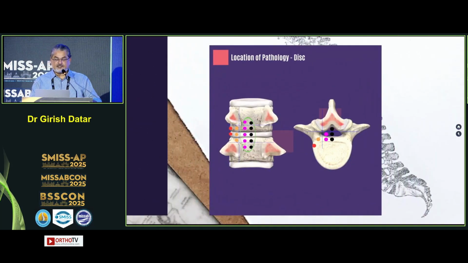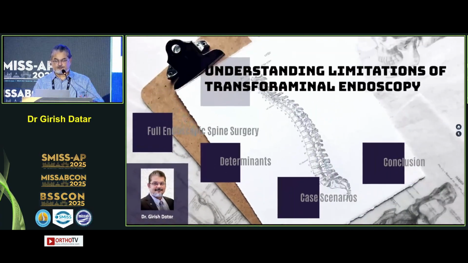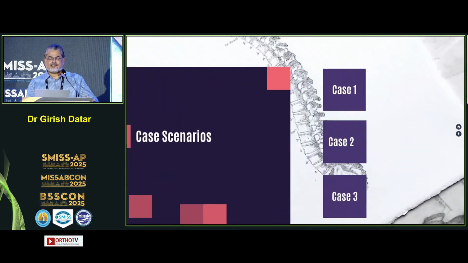Location of the pathology: these are the pathologies which are within the canal and accessible to interlaminar or translaminar surgeries, whereas these are the pathologies which are easily accessible by transforaminal surgeries. If you look into the axial section, these are the pathologies accessible to interlaminar, whereas these are accessible to the transforaminal surgery. But with over-the-top contralateral, you can deal with multifocal pathologies also.